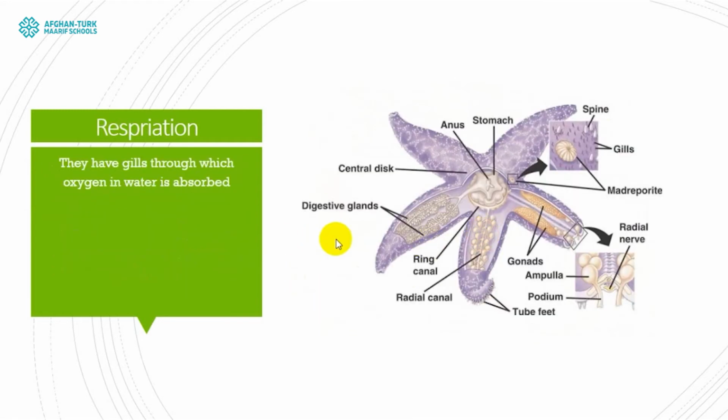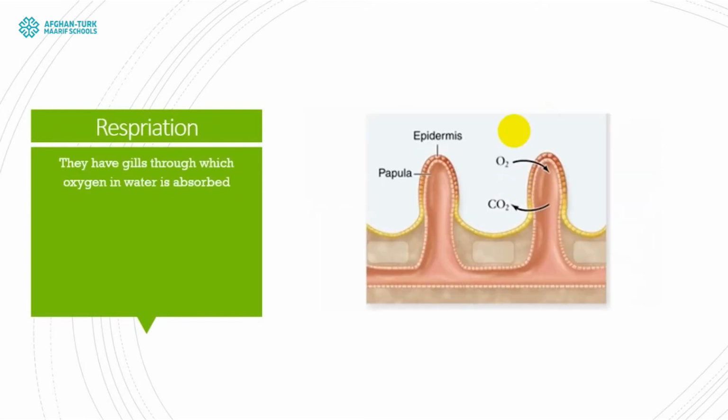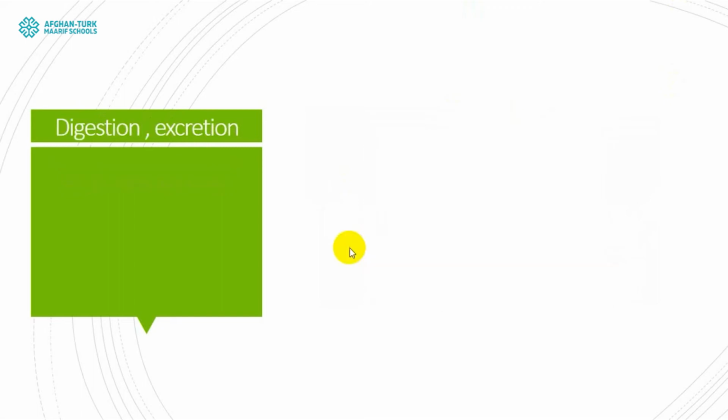About their respiration, they also use gills for respiration, and with the help of the gills that they got, they can get oxygen and release carbon dioxide. As they are aquatic animals living inside water, they probably have gills. As you can see, gills are helping them to get oxygen and release carbon dioxide.